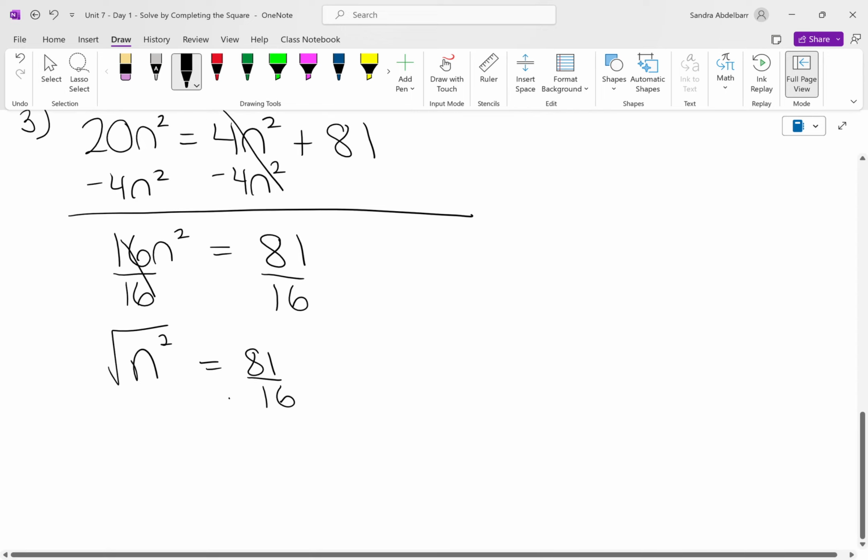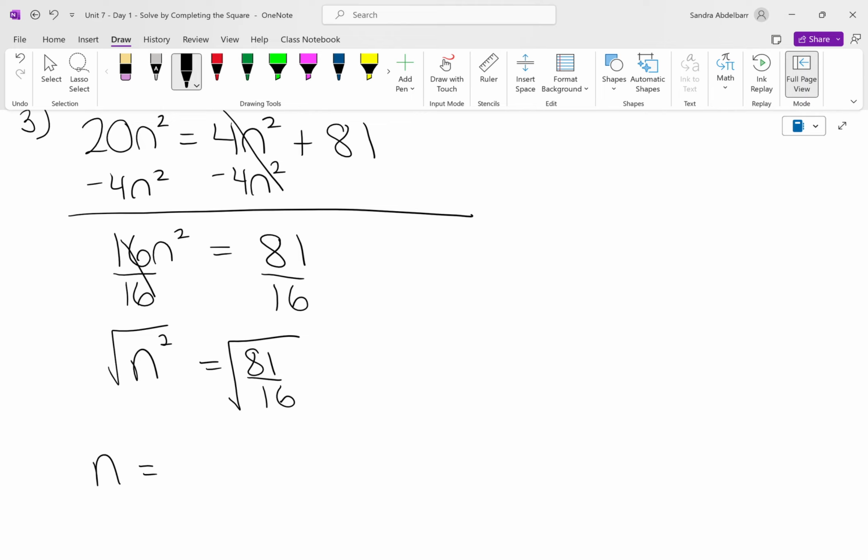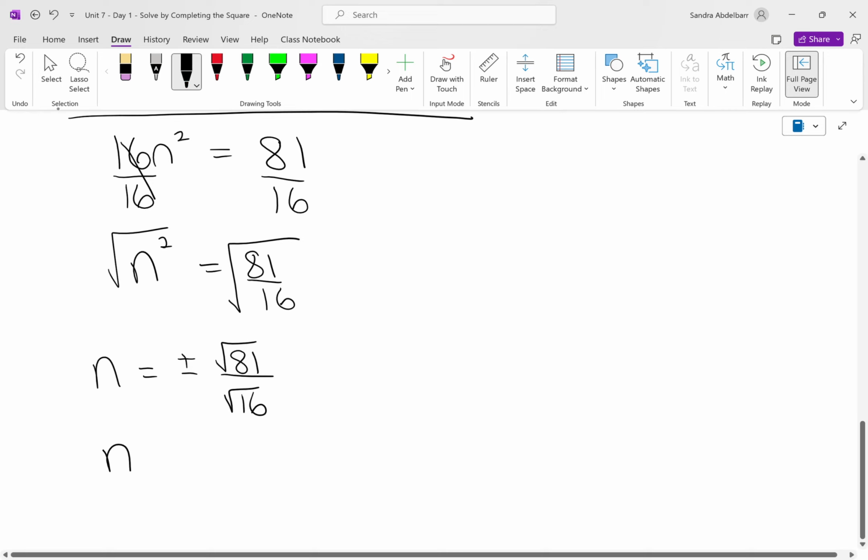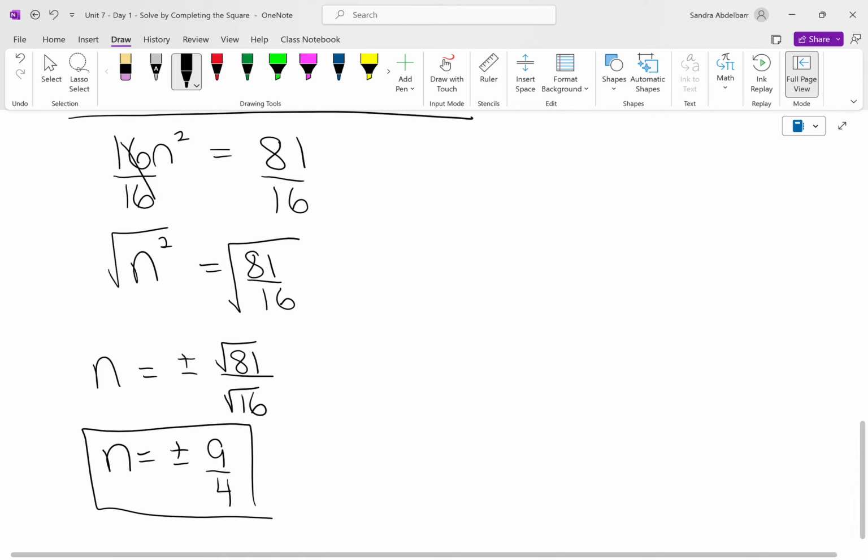To undo a square, we will take the square root. The minute we take a square root when we're solving, what do we have to put in front? Plus or minus. Now, what's nice about 81 and 16? They are both perfect squares. So this is the same as saying root of 81 over the root of 16. So n will equal plus minus 9 over 4.